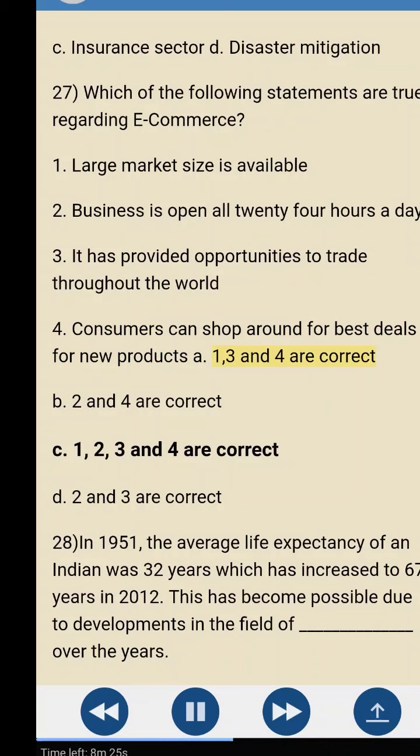1, 3 and 4 are correct. B. 2 and 4 are correct. C. 1, 2, 3 and 4 are correct. D. 2 and 3 are correct.